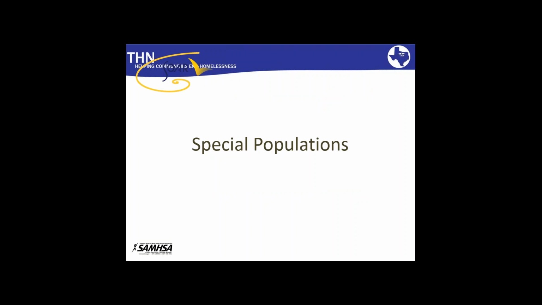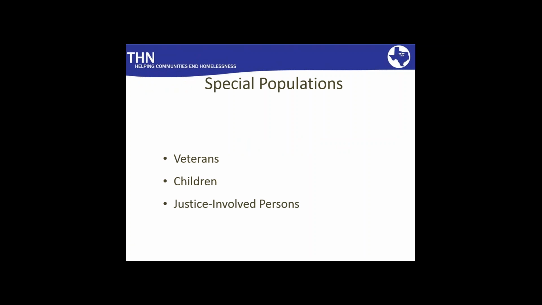Okay, so special populations. Typically, when I go out to communities, there are specific populations that people ask a lot of questions about, so I wanted to address those just briefly. Of course, I will pull up some information at the end of this webinar, a webpage you can go to get more information. The special populations I would like to briefly talk about today are, of course, veterans, and then children, and then justice-involved persons or people in the criminal justice system.